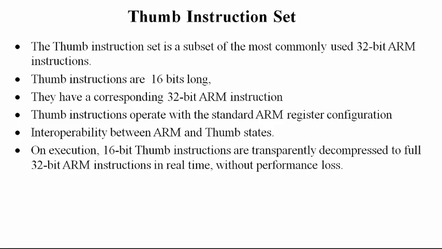On execution, 16-bit instructions are transparently decompressed into full 32-bit ARM instructions. That means when you compile the program, 16-bit instructions will be converted into their equivalent 32-bit ARM instructions without loss. This is a very important point I want to mention here. When you operate in the thumb mode, instructions will be in 16-bit mode, but there will be no loss in performance. The performance is equal to the ARM mode, but operations will be in 16-bit mode. That is one good advantage of the thumb mode.